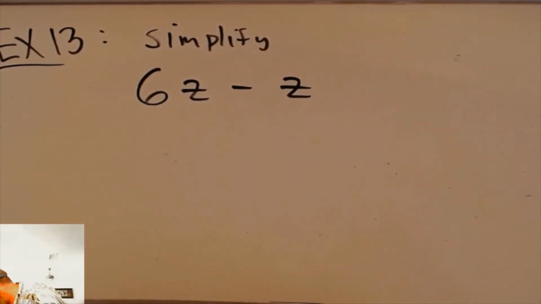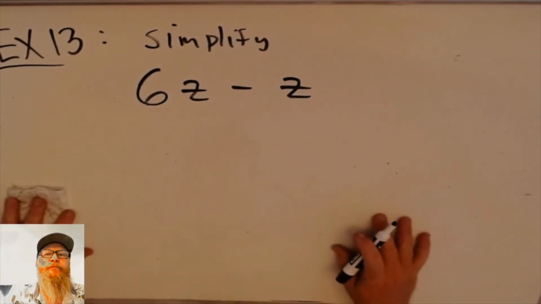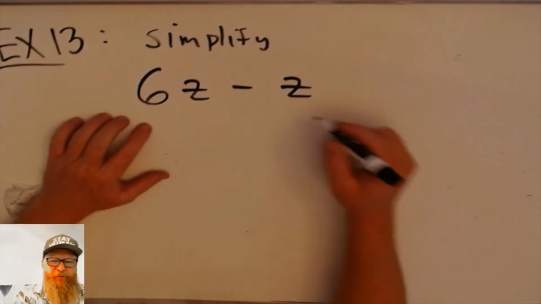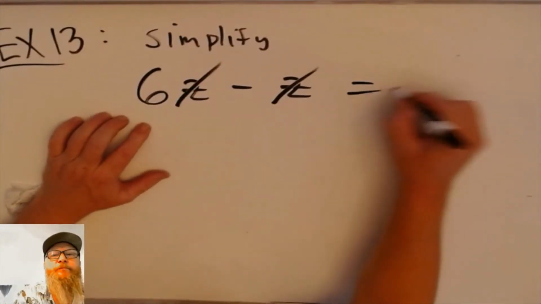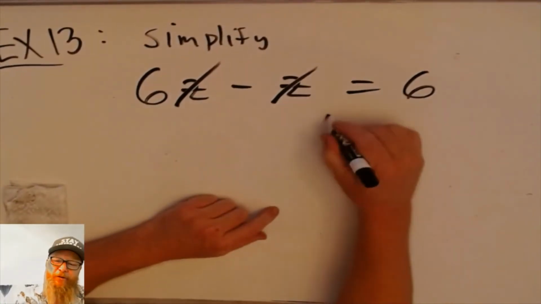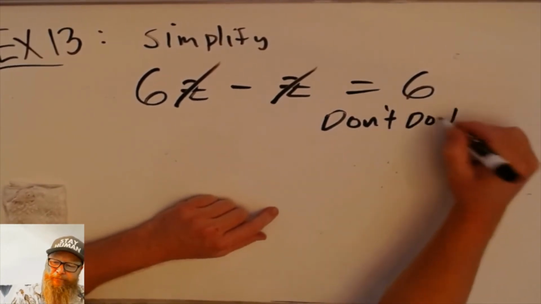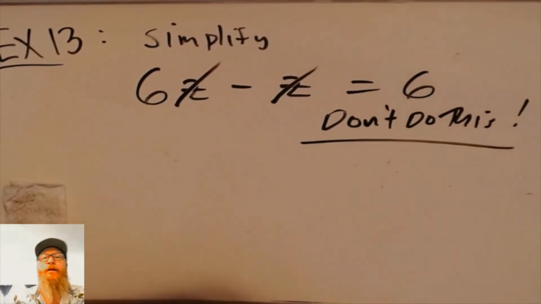Simplify 6z minus z. I've seen this before. Don't do it. That'll cause you a lot of problems. And I can see why somebody would do that. I mean, it intuitively makes some sense.